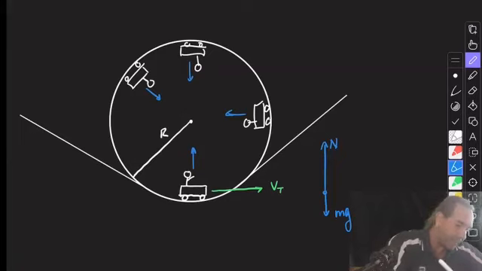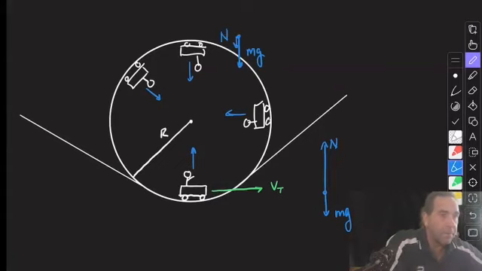At the top, it's different. There may not even be a normal force acting down. But if there is, it's probably going to be relatively small. Now, it could be bigger if it's going really fast, but both of these forces are downwards. There has to be enough force downwards to ensure that you travel in the circular path.